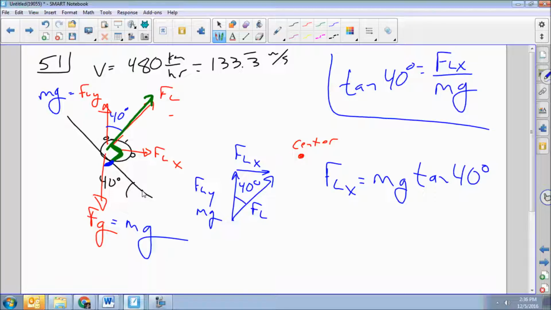Well, that's my centripetal force, right? That's what's going to make the plane go in a circle. So if centripetal force is mv squared over r, then mv squared over r is mg tan 40.